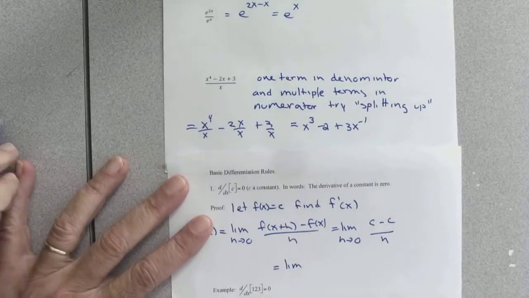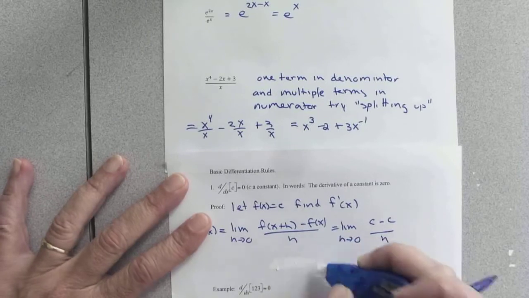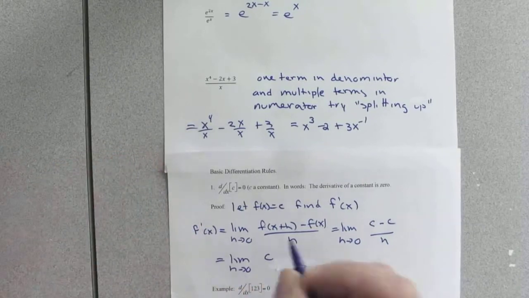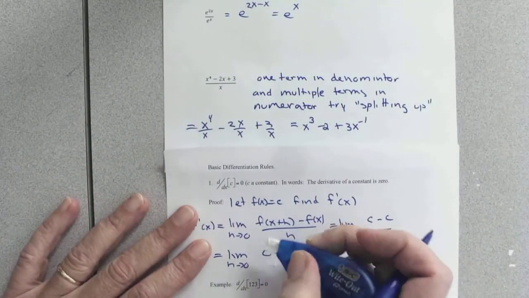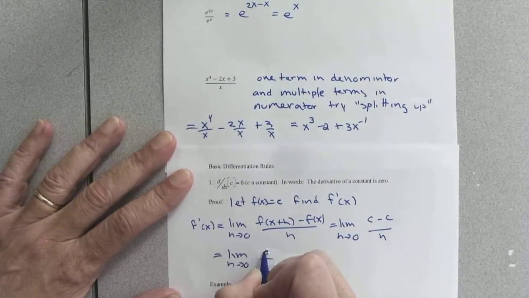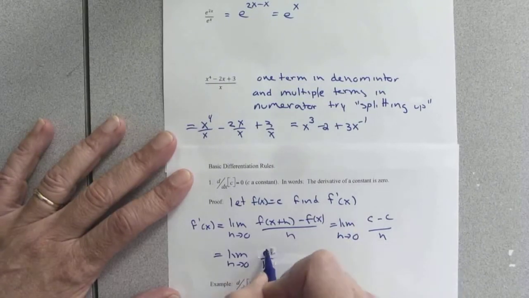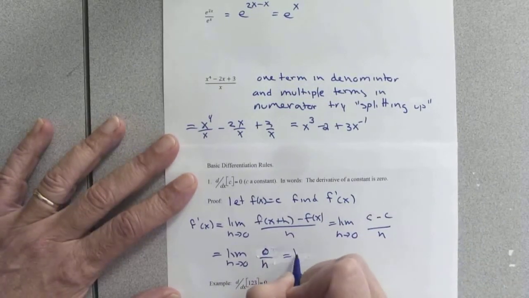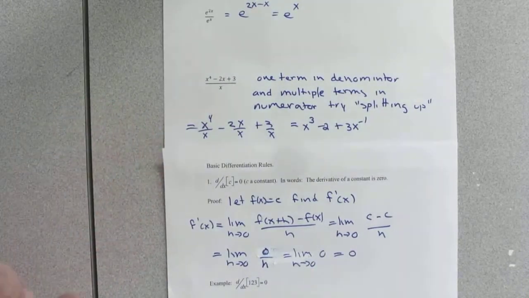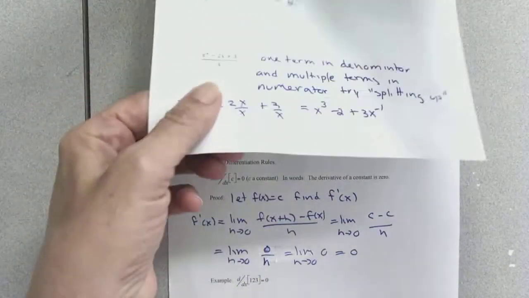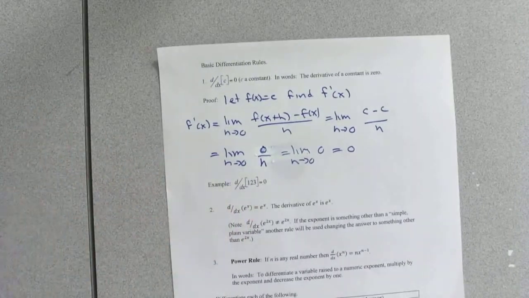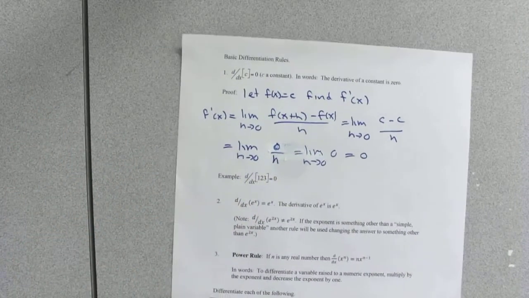Well, that's the limit as h goes to 0 of 0 over h. That's a 0 there. Which is the limit as h goes to 0 of 0, which is 0. So you don't have to be able to prove it by any stretch of the imagination, but we now know that the derivative of a constant is 0. So an example here, the derivative of 123 is 0.